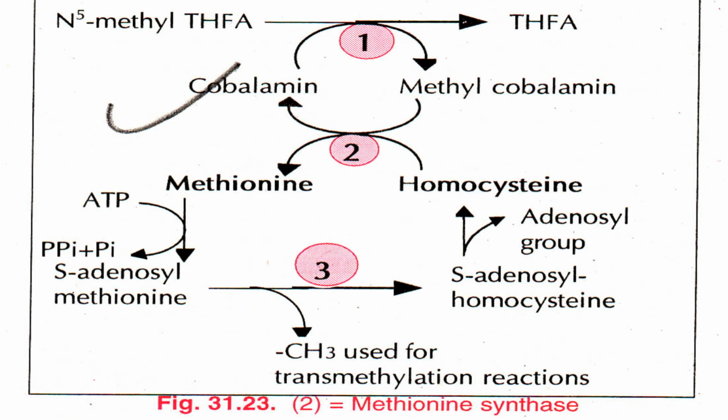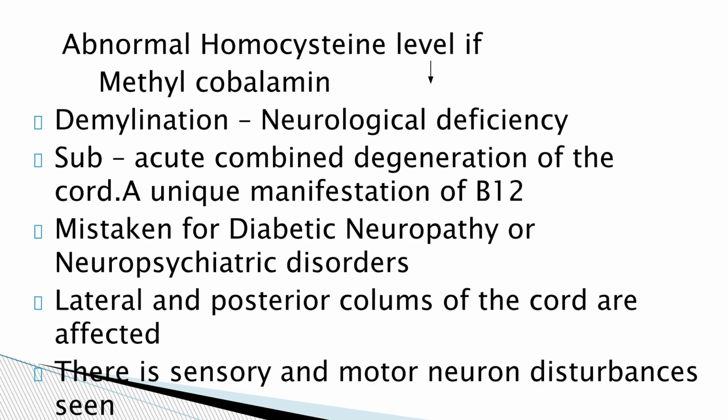This image shows the 2 major biochemical roles of vitamin B12 in the body. Deficiency can lead to abnormal homocysteine levels and neurological defects like demyelination. Subacute combined degeneration of the cord is a unique B12 manifestation, often mistaken for diabetic neuropathy or neuropsychiatric disorders. It affects lateral and posterior columns, causing sensory and motor disturbances.